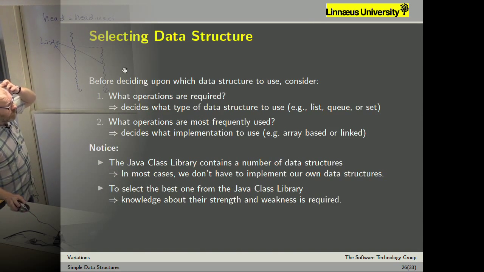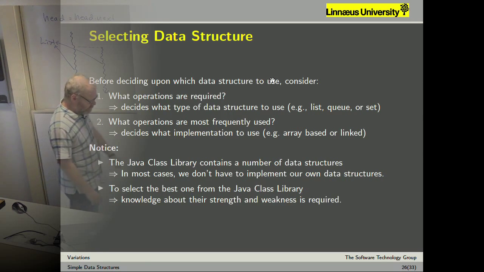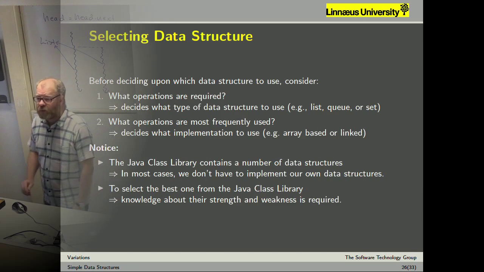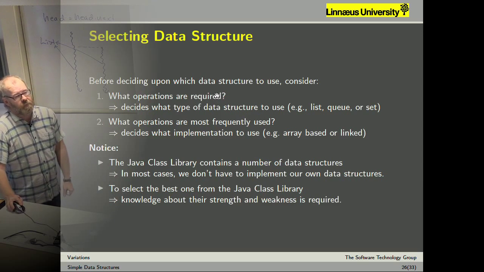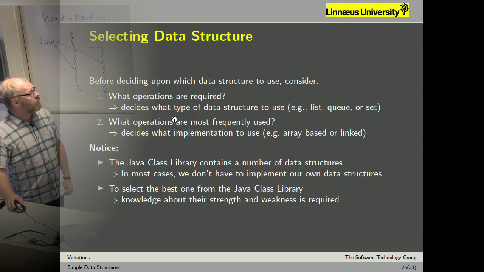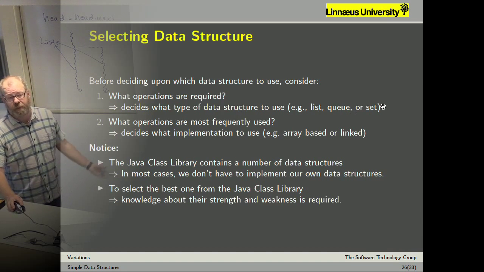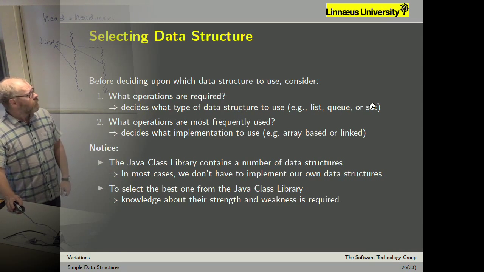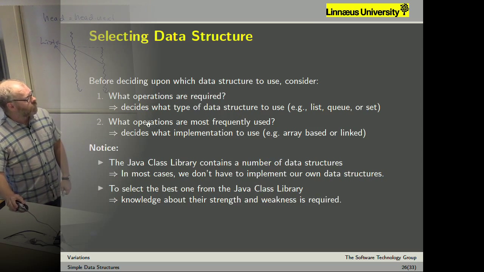So, selecting a data structure. You have a large set of data that you would like to store somewhere in your program. The first question to ask is, what operations are required? What properties do I need? Then you select what type of data structure: list, queue, or set, something like this. Once you have decided upon this one, then you start to ask, what operations are most frequently used?